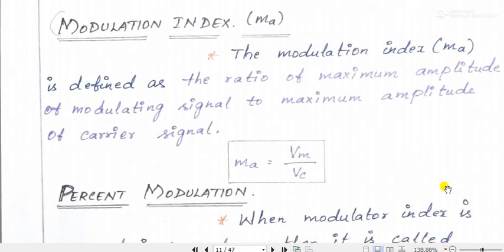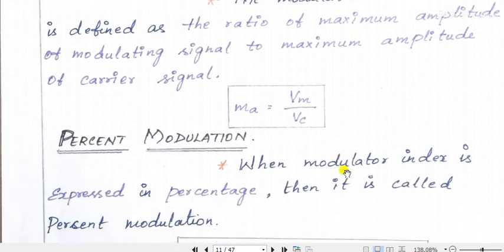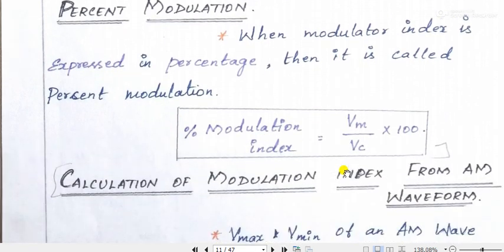Modulation index. The modulation index is the ratio of Vm to Vc, where Vm is the maximum amplitude of the modulating signal and Vc is the maximum amplitude of the carrier signal. Next, percent modulation. When the modulation index is expressed as a percentage, it is called percent modulation. So percent modulation is equal to Vm by Vc into 100.